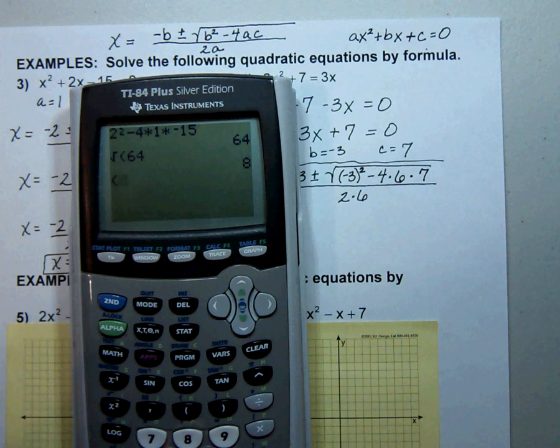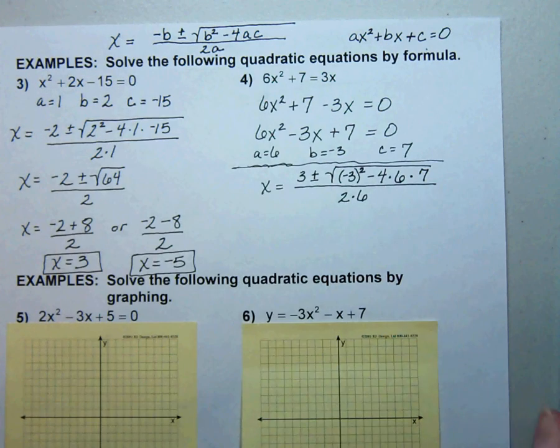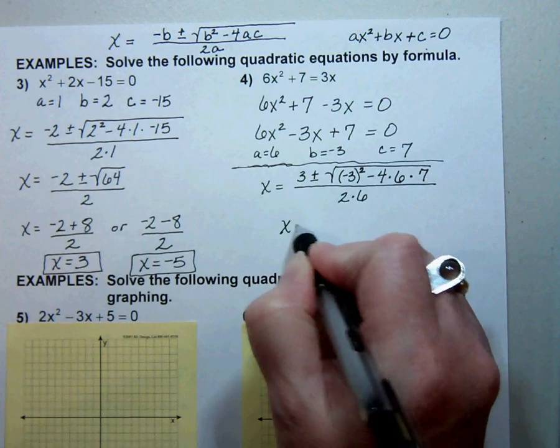Just remember, when you square a negative number, you do have to put it in parentheses for the calculator to read it correctly. So if you type in negative 3 squared minus 4 times 6 times 7, you get a negative 159. Well, that's an interesting answer. Let me show you what happens.